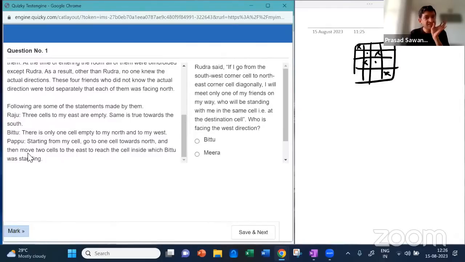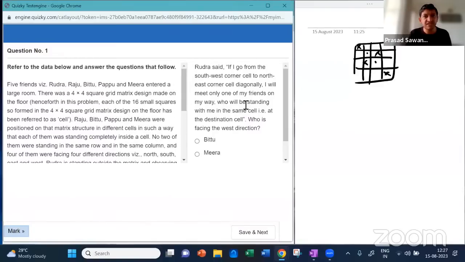Okay. Pappu says, starting with my cell, go 1 cell towards north and then move 2 cells to the east to reach the cell inside which Bittu was standing. So north and east, we are talking about from their context perspective, right? So Pappu, starting from my cell, go 1 cell north, meaning 1 cell in the same direction, and then move 2 cells to the east. So 1 in the same direction and 2 to the right takes us to Bittu. Okay, 3 people's direction we know, the 4th we will be able to figure out, and I think there are 3 cases.